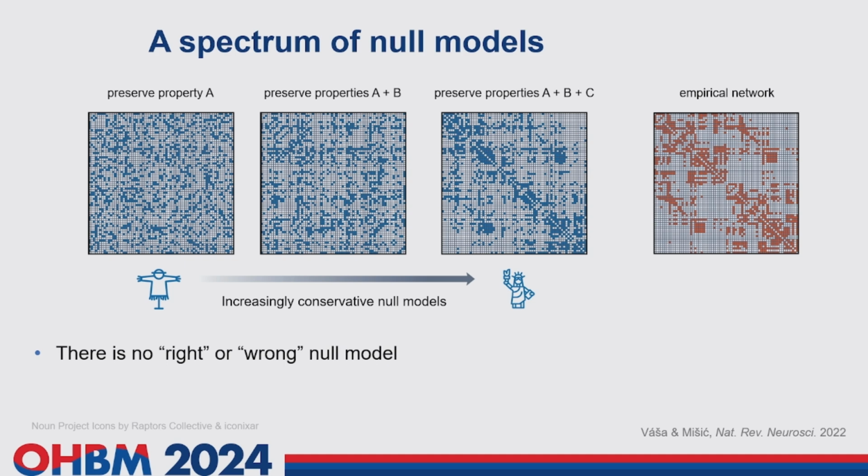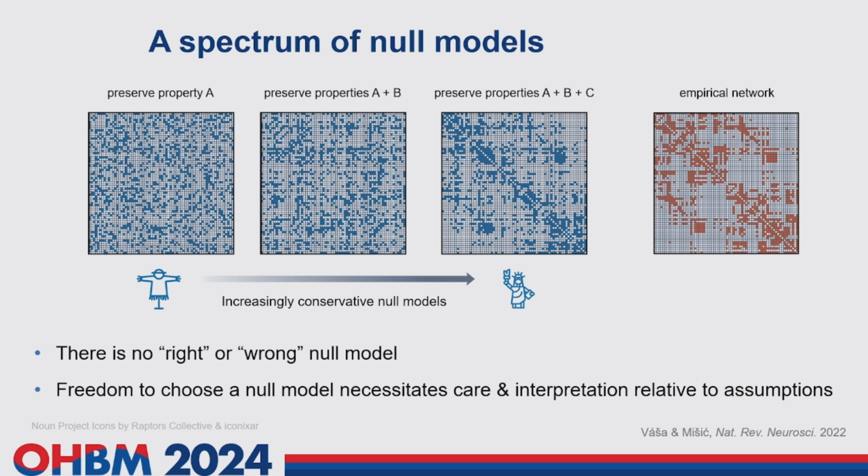Potentially, it depends on your ability to have a suitable null, to be able to constrain a lot of properties or to have a generative model with the appropriate rules. But there is no right or wrong model. And a variable that someone might consider a confound, for someone else might be a feature of interest, the thing they're interested in.